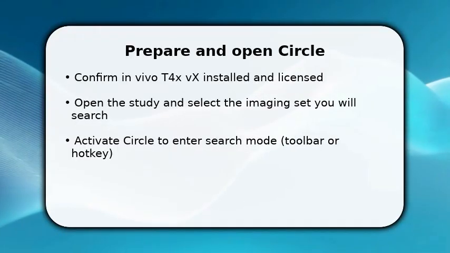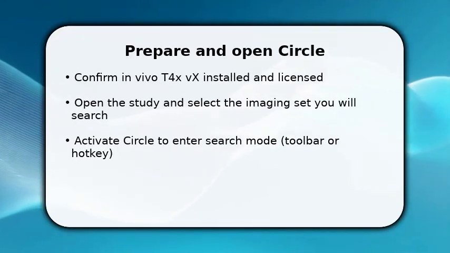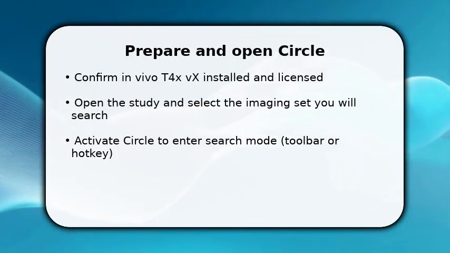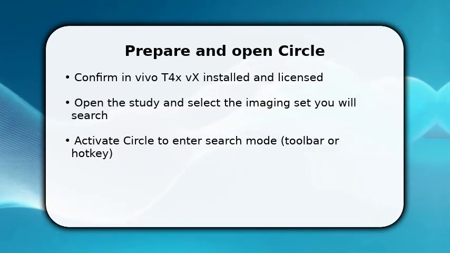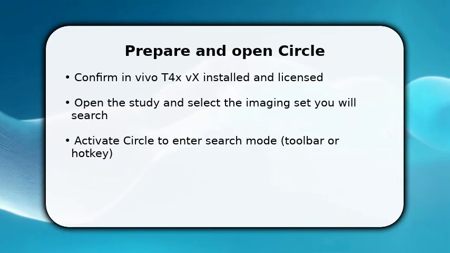You start by making sure the Vivo T4X app is running and your study is loaded. This avoids delays. Next, pick the imaging set you want to search so results are scoped correctly. Once selected, activate the circle search feature from the toolbar or with its hotkey. This puts you in interactive mode.